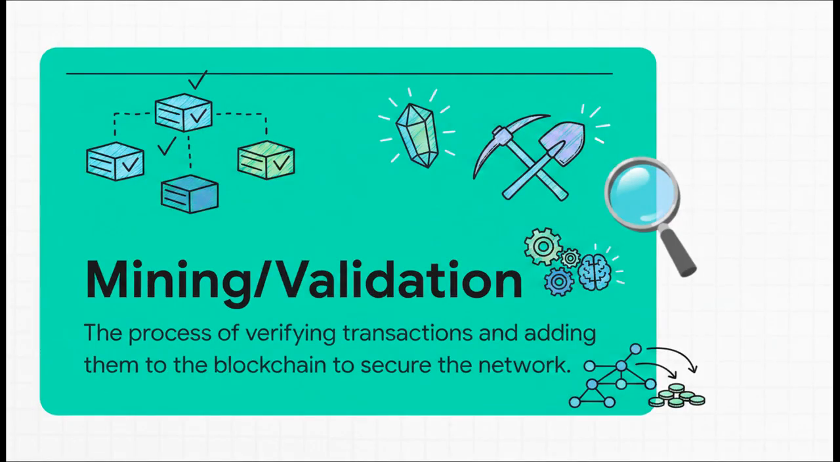Now, the actual work of adding new, verified blocks to that ledger, that's called mining or validation. This is the work in proof of work. It's all these nodes competing to solve those puzzles we talked about to secure the network. And why would they do that? Well, in return for all their effort and electricity, they get rewarded. This economic incentive is the engine that keeps the whole blockchain running securely.